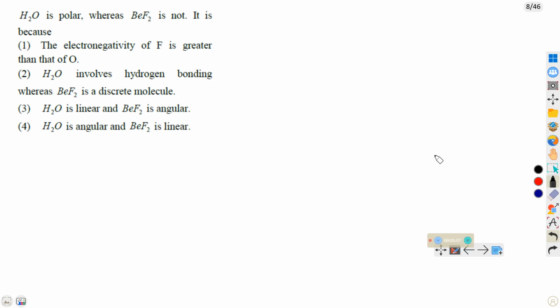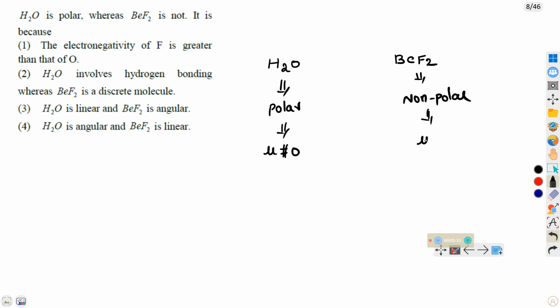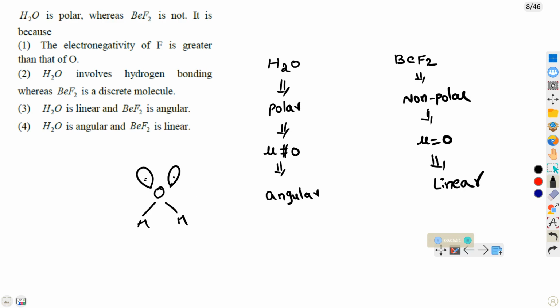H2O is polar whereas BeF2 is non-polar. It is because H2O is polar, BeF2 non-polar. H2O polar, mu value not equal to 0. Here, mu value is equal to 0. Why is H2O's mu value not equal to 0? Because H2O is angular in shape. BeF2 is linear in geometry. This is the H2O structure. This is the BeF2 structure, Be with fluorine, fluorine. So the fourth option is correct.